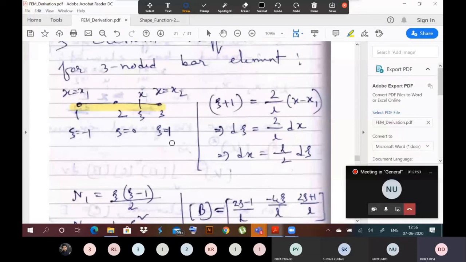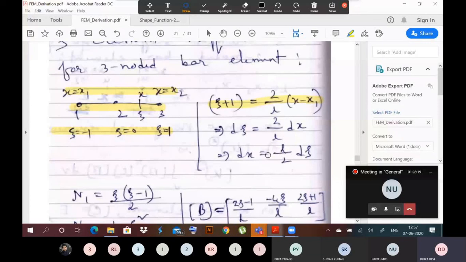Okay. And we also have the relationship between xi and x. This I have already discussed many times. So from here we can find dxi will be equal to 2 by L dx, or dxi by dx is 2 by L, or dx by dxi is equal to L by 2, that we already know. So dx will be equal to L by 2 dxi. This may be needed. To convert the integration from x to xi, we may have to use this relationship. That's why I have derived it here.